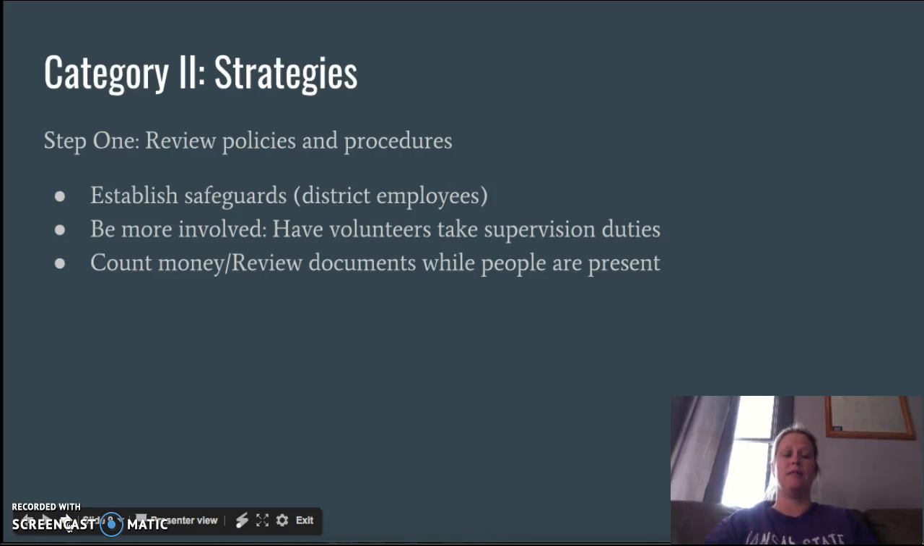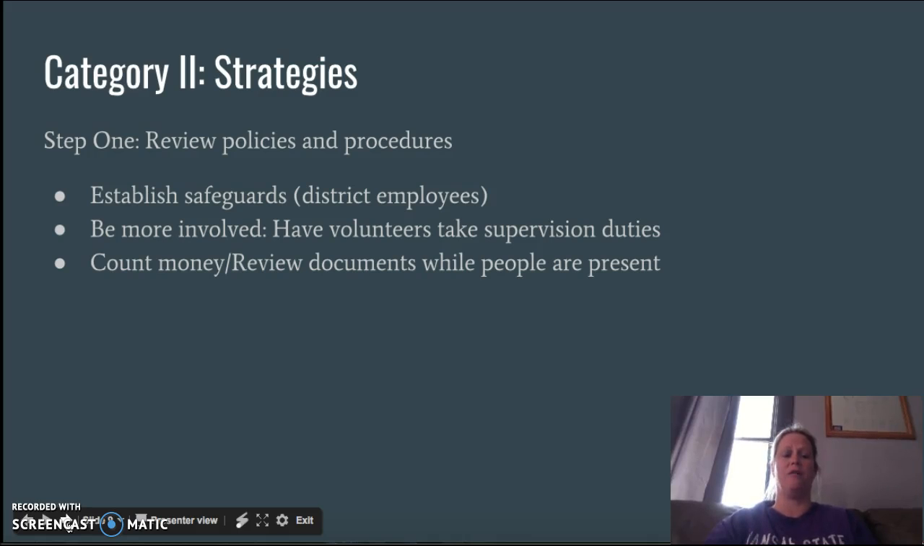Strategies, step one is, like I said, review policies and procedures. There needs to be some safeguards put into place. I really think that he should ask for district employees to help with those events. That way it kind of puts them in charge. I think they're more reliable because they work for the district.